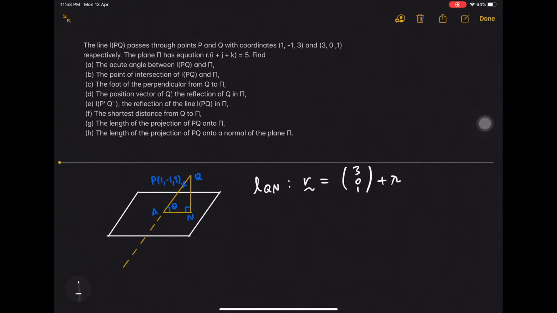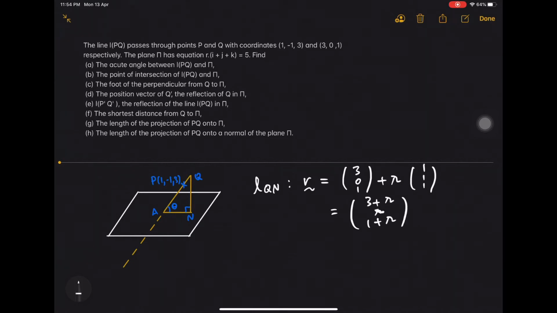Since the normal vector for the plane is (1, 1, 1), and the line QN is along the normal vector of the equation of the plane, the direction vector for QN will be my (1, 1, 1) in this case. So we're going to combine it together. So this will get you this.